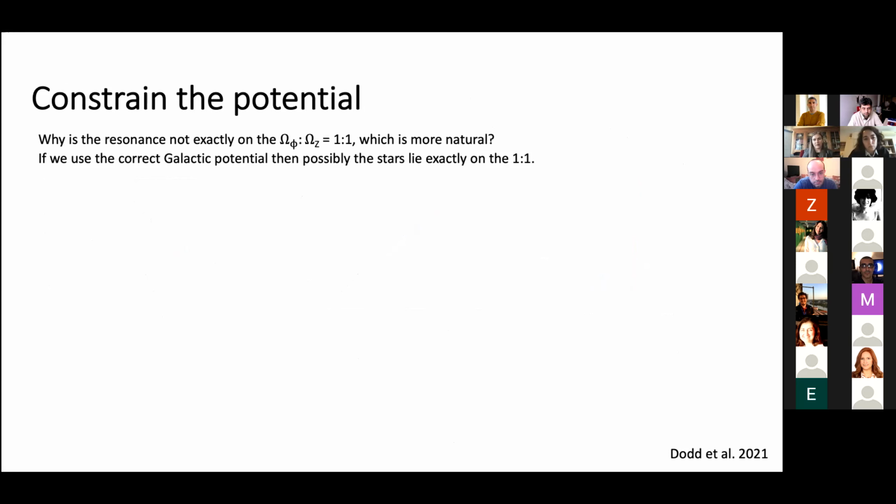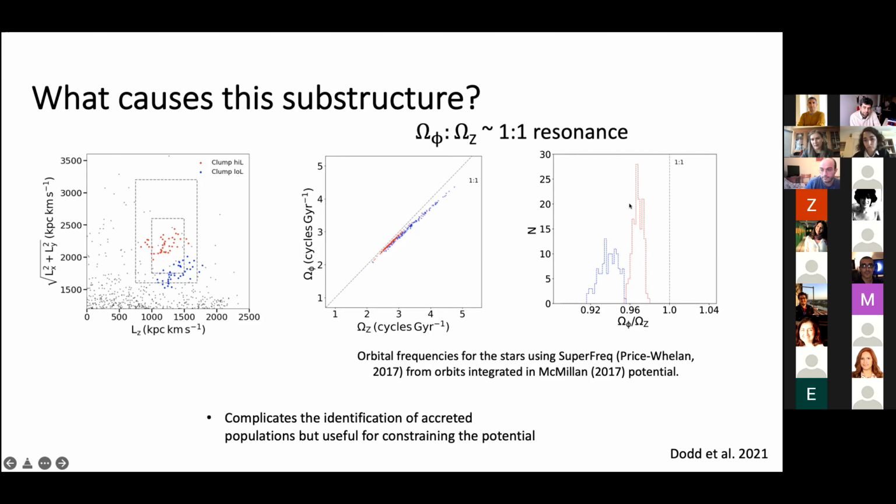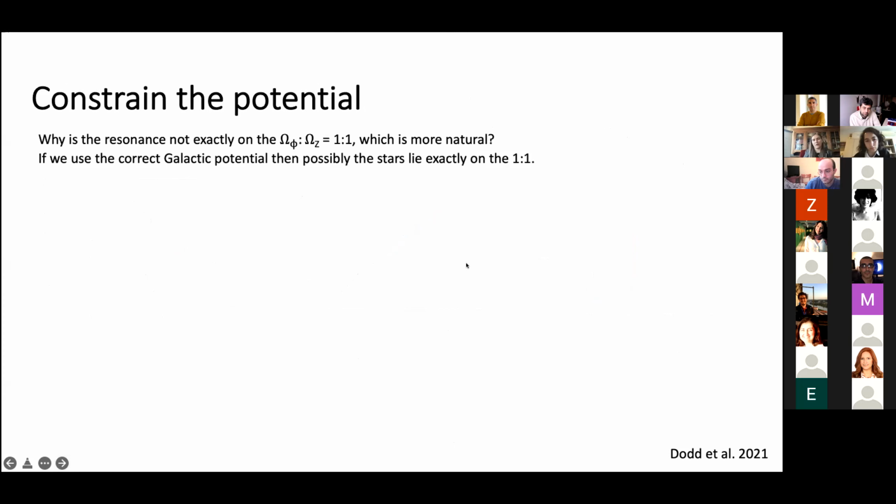So we actually used the Helmi streams and this substructure to try and constrain the potential, because I showed you in that frequency histogram on the last slide that we think these are on a resonance, but they're not quite on this 1-1 resonance that you see by the dashed line in the two plots. And it's much more natural for the stars to be on this 1-1 resonance, and maybe not definitely true, but it makes sense that if we get the right galactic potential, then the stars could possibly lie on this 1-1 resonance.